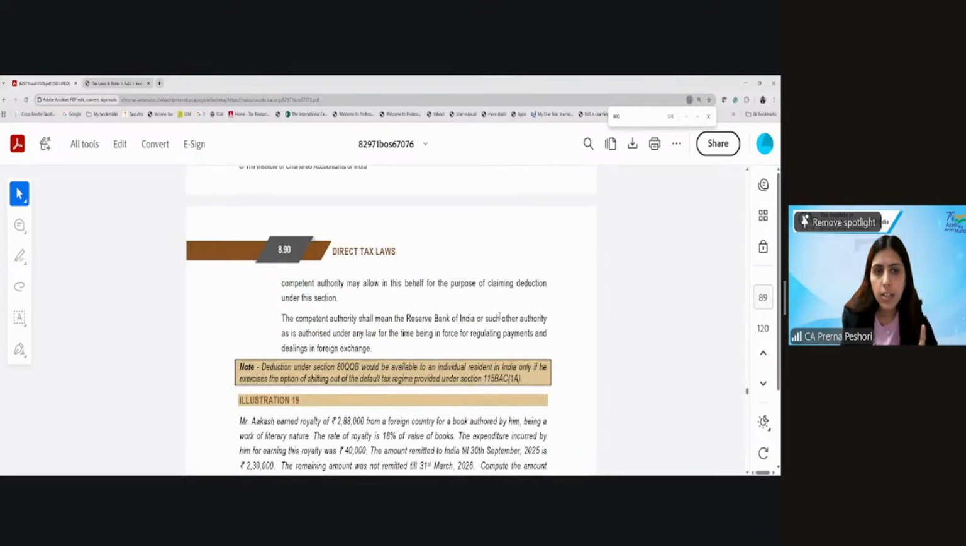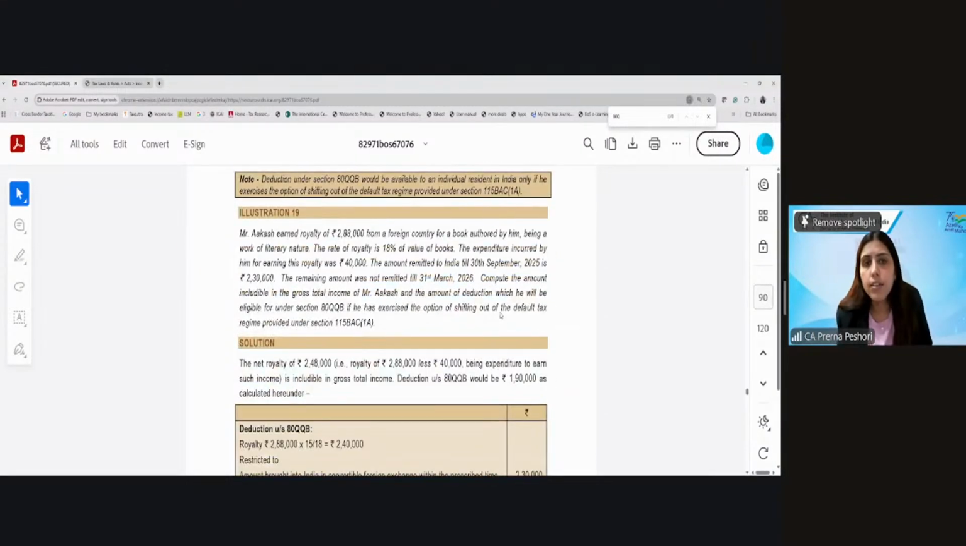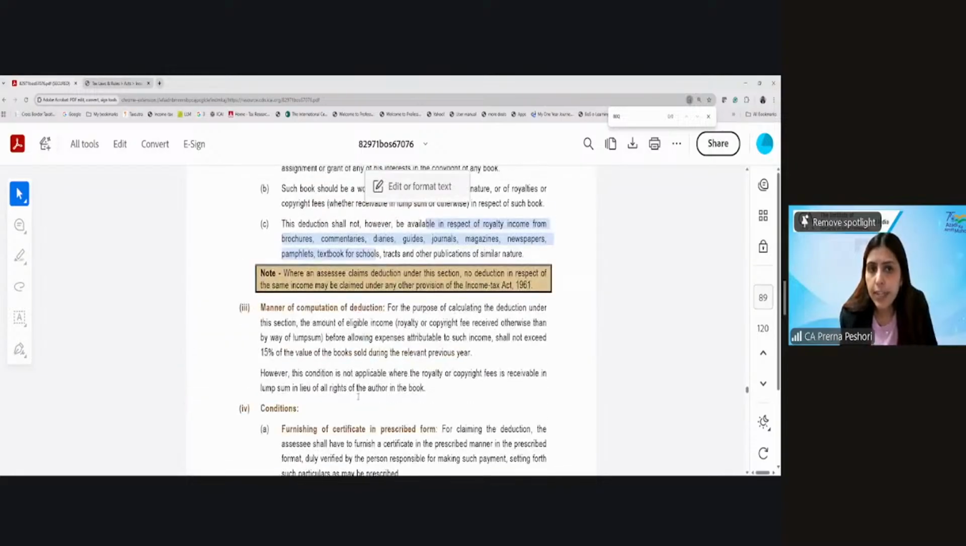Okay, fine. Now, here one more point before we move ahead is that the amount of royalty income should not exceed 15% of the value of the book sold. Because it shouldn't be the case that instead of royalty income, I am taking the sale value of the books as deduction. So royalty maximum should be 15% of the value of books sold.